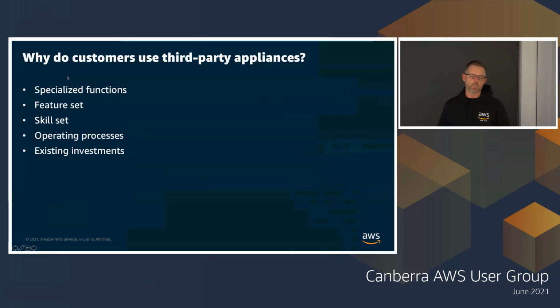Similar around operating processes. If a customer has processes built around a certain vendor's product in terms of a firewall or IDS, IPS, being able to bring those processes straight into AWS without any significant change is very useful. And obviously, all of this comes down to existing investments. So investment in time, investment in licenses, they're not insignificant in most enterprises.